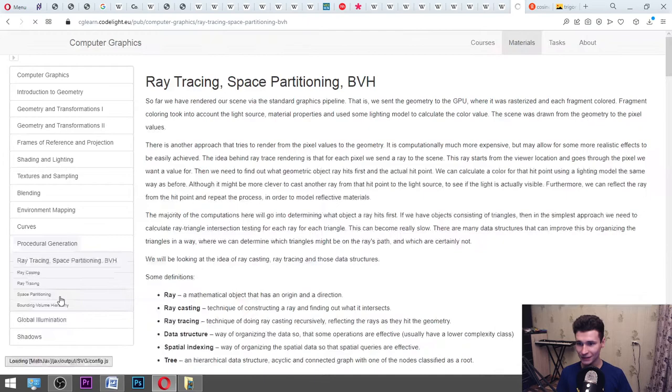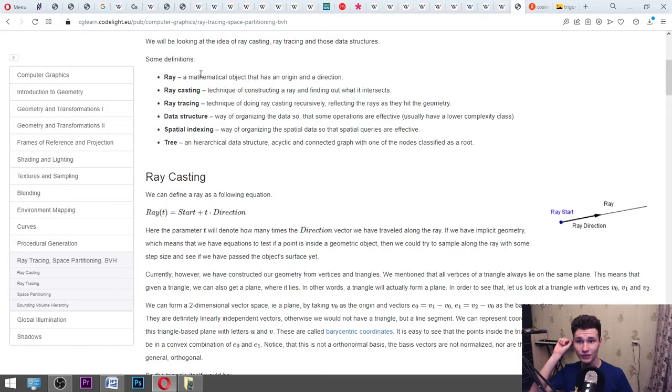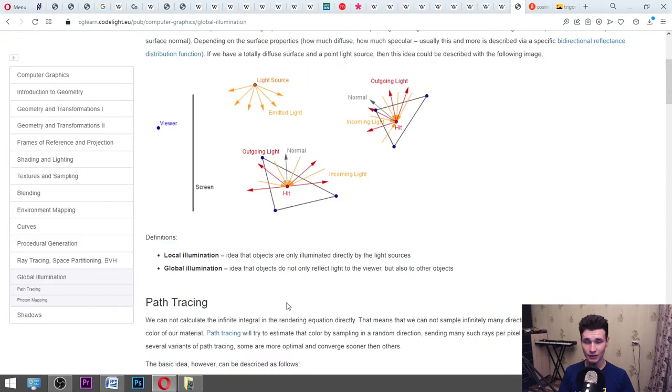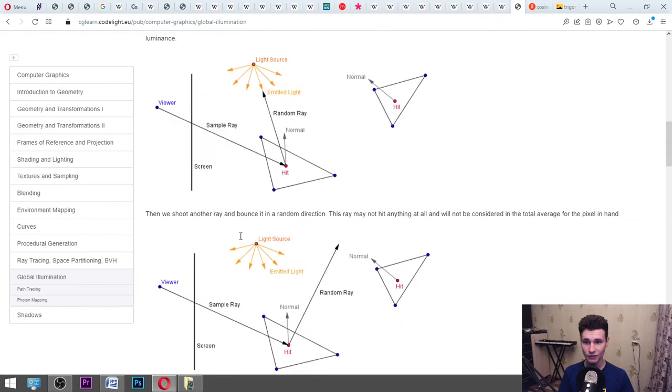Ray tracing also we have. And tree, spatial indexing, data structure, ray tracing, ray casting, ray. Okay. And good, they are moving around. And global illumination, light source, outgoing light. Here's normal, path tracing, local illumination, global illumination. Good. They are going from side to side.